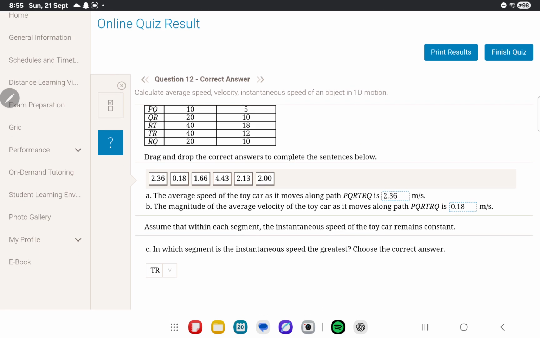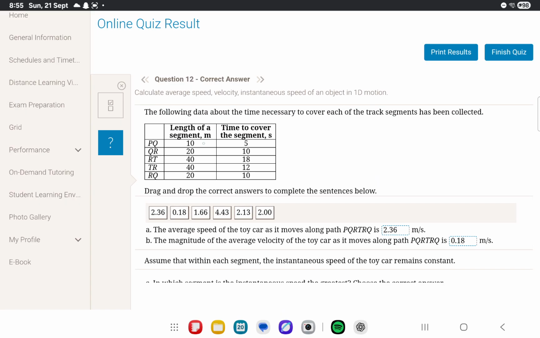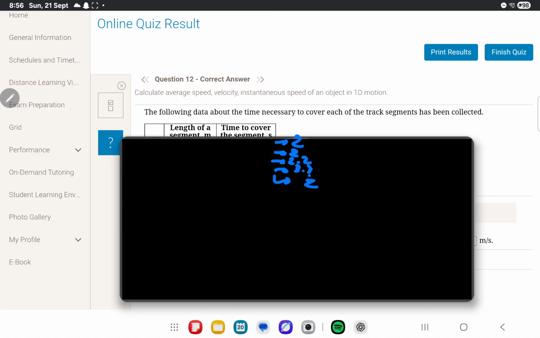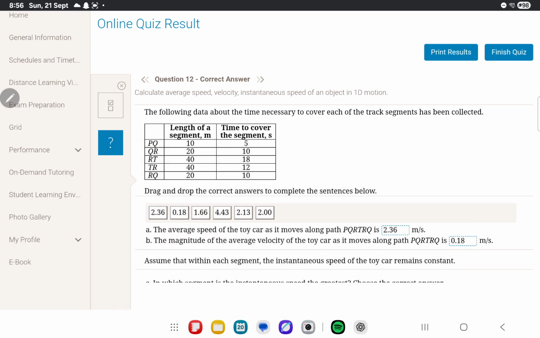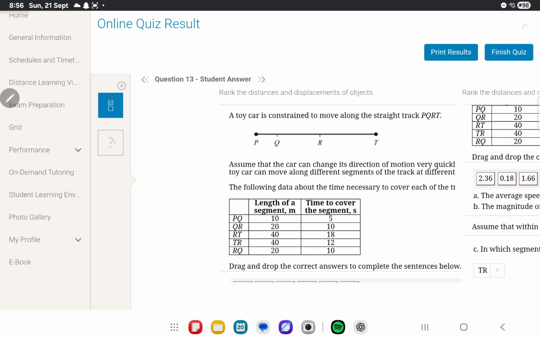Okay, now, in which segment is the instantaneous speed the greatest? So, the instantaneous speed, you're just going to have to find the distance over the time. So here, this is 2, this is 2, this is 2.2, I believe. This is going to be somewhere, I think 3.3, something like that. Let me check. 3.3. And this here is going to be 2. So it's obviously TR, because as you can see, TR has 3.3 meters per second. And that's the greatest speed for instantaneous speed. So it is TR.